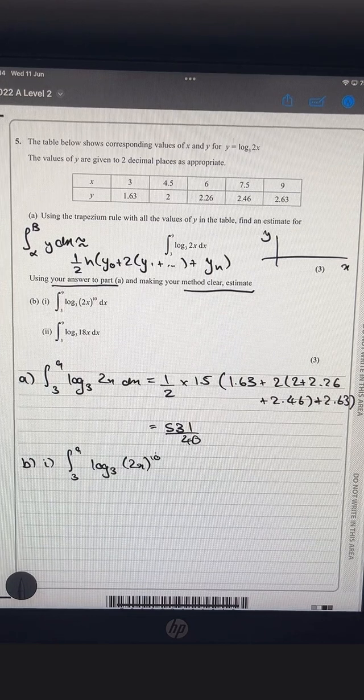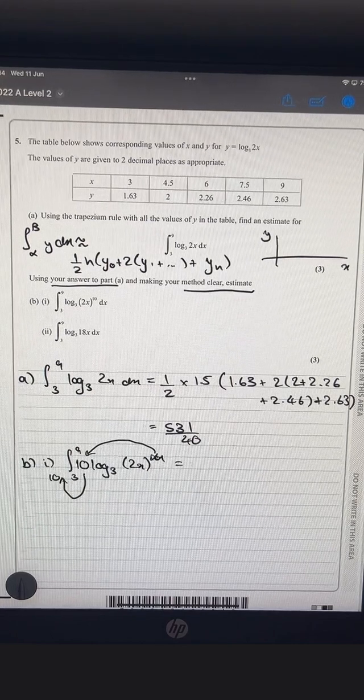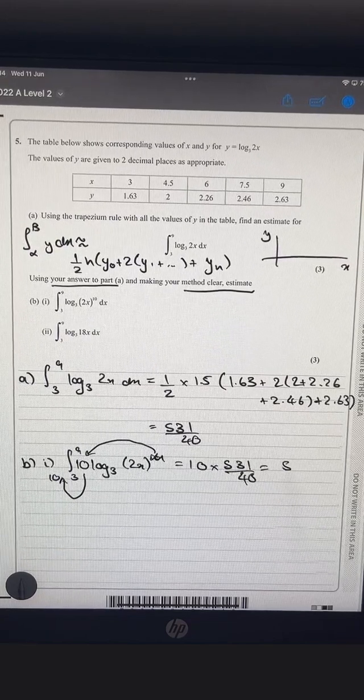So the 10 is a power of a log, right? So this can just be brought out to the front, right? So this would be 10 log to base 3 of 2x. And because I have a constant and I'm integrating, that constant can just be put in front. So that's just going to be equal to 10 lots of 531 over 40, which is just 531 over 4. So for this one, I just used the log law, brought it to the front, and remember when you're integrating, the constants can be factorized out to the front. And if you have multiple terms, it has to be a common factor with them.